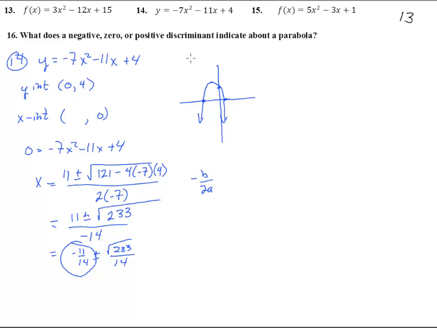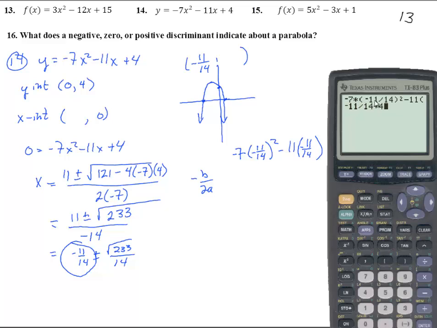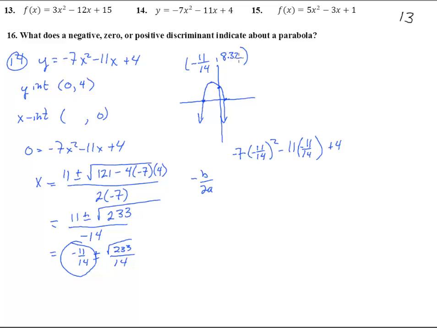It's just part of that quadratic formula. So we have the vertex is at negative 11/14, and if we stick that into our calculator, negative 7 times negative 11/14 squared minus 11 times negative 11/14, plus 4. I'm going to punch that in my calculator. Enter. About 8.32. I'm going to put that as a decimal right there, 8.32.